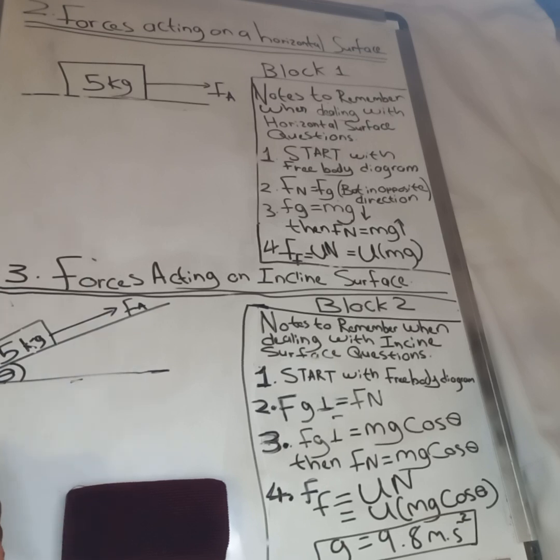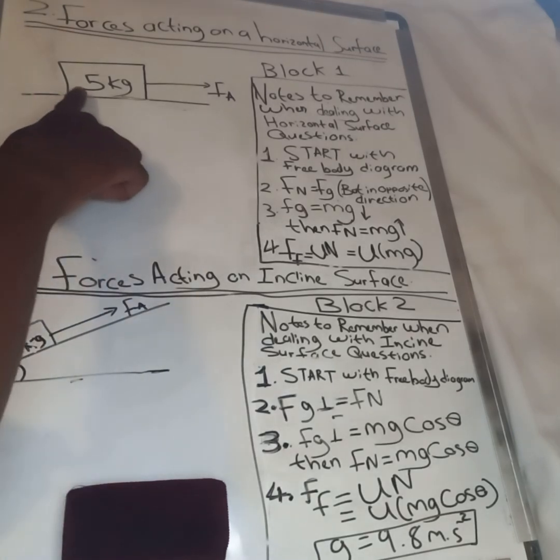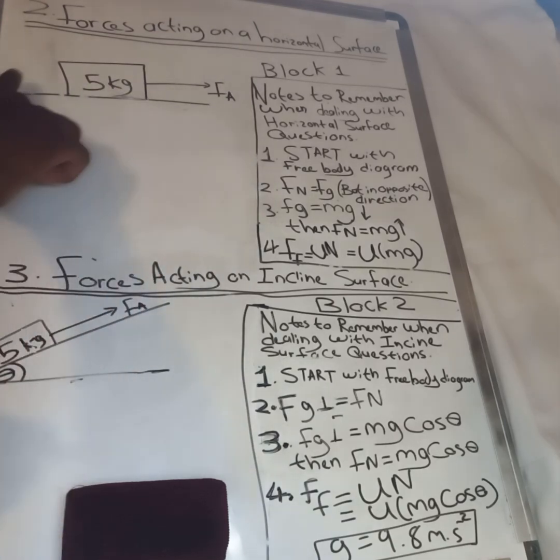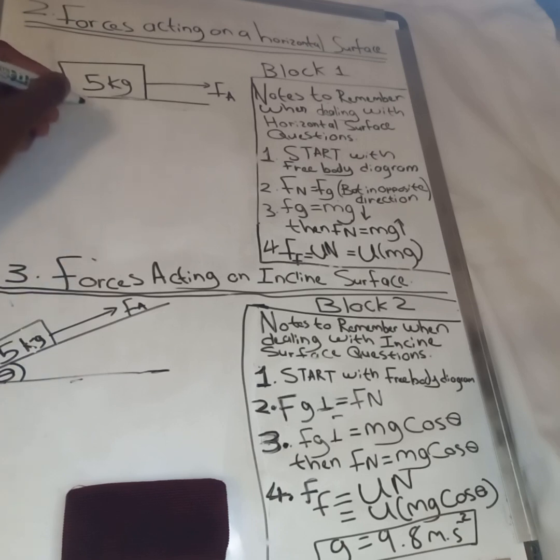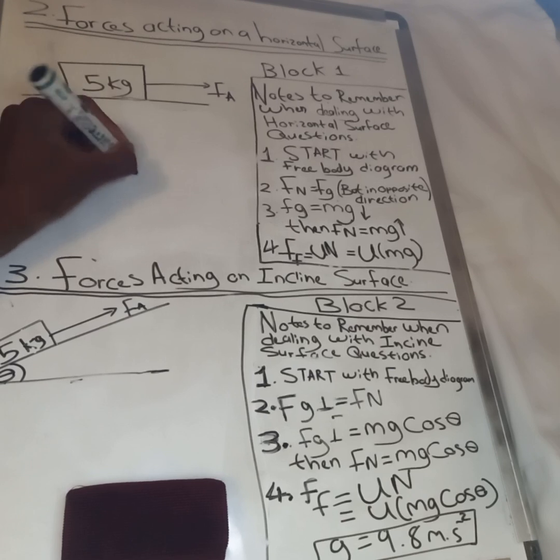Forces acting on a horizontal surface. A horizontal surface. There is no angle. We have a 5 kg block being pushed to the right. Always start by drawing what? A free body diagram.